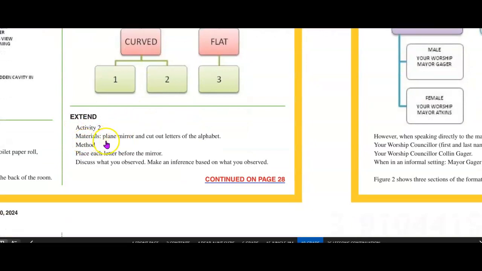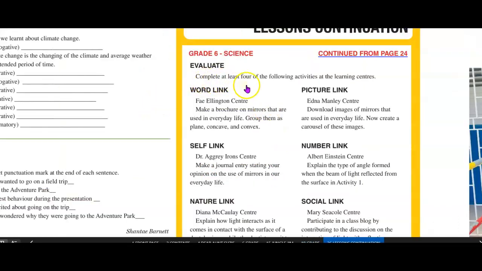Now, it says activity 2. Extend. We're going to need materials. Plain mirror, cut out letters of the alphabet. Now, place each letter before the mirror. Discuss what you observe and make an inference based on what you observe. Now, evaluate. It says complete at least 4 of the following activities at the learning centers.